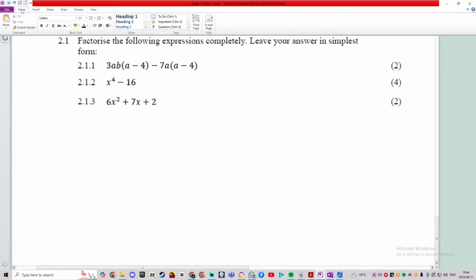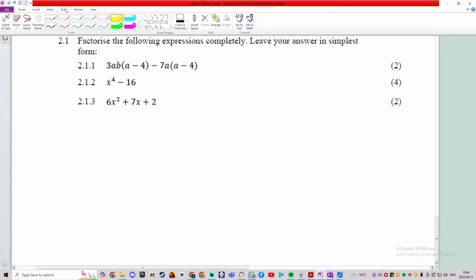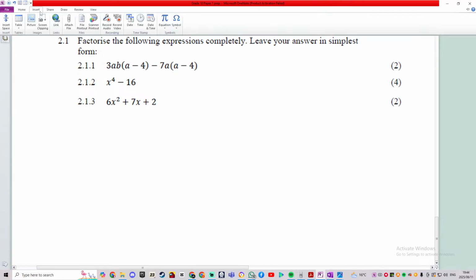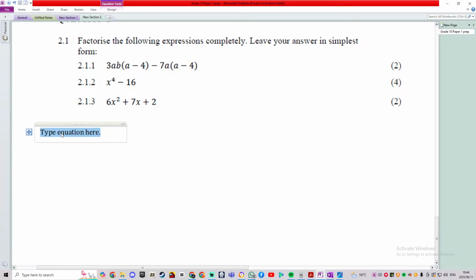Let me see. Can I just insert an equation? So I have 3ab brackets a minus 4 brackets minus 7a brackets a minus 4. Already we can at least see common brackets.